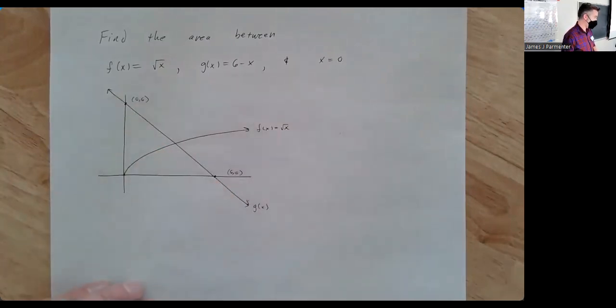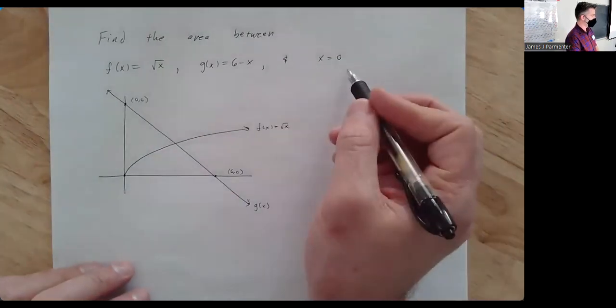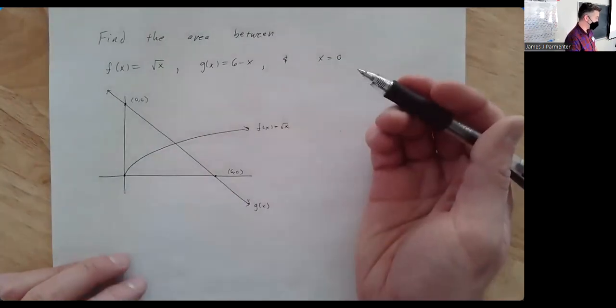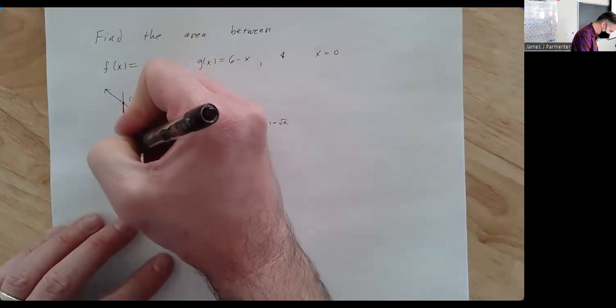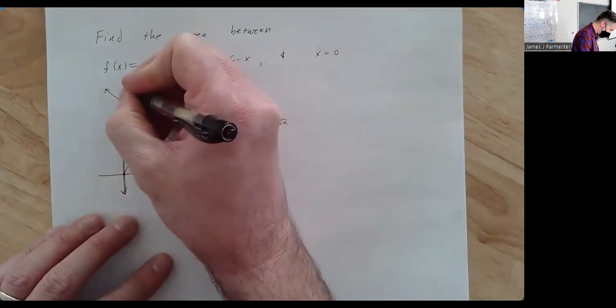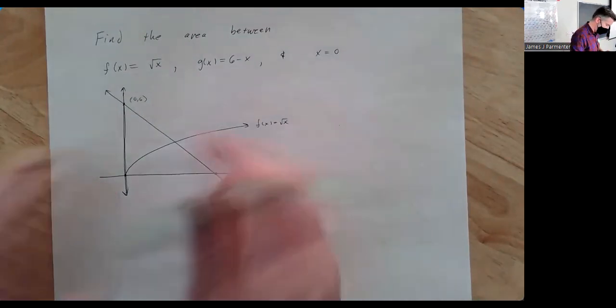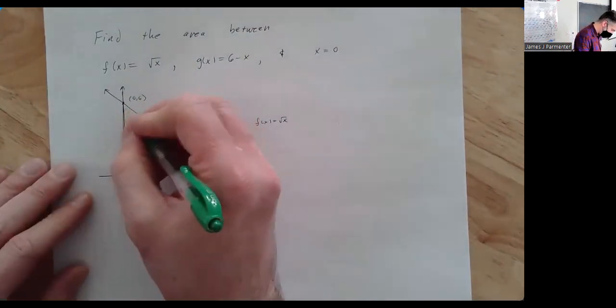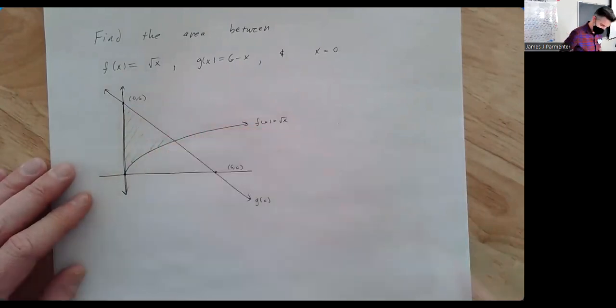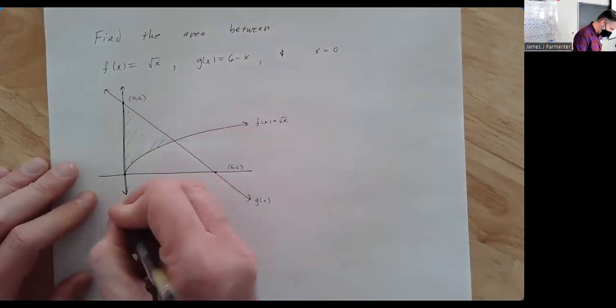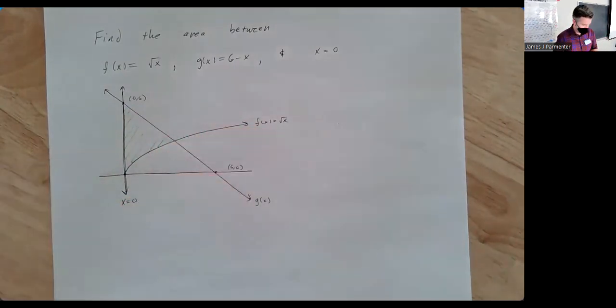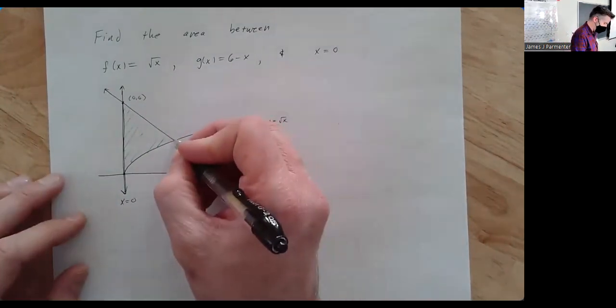But we have a third boundary. The third boundary is x equals 0, which is the y-axis. So here is our third boundary. So we really want this region here. So we need to find, or we should find, this point of intersection.